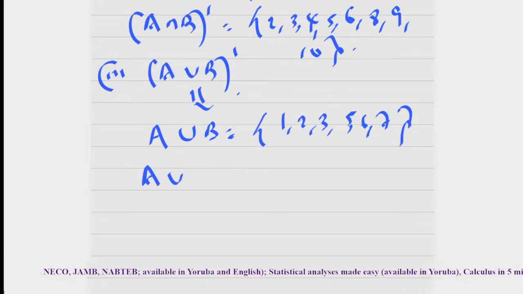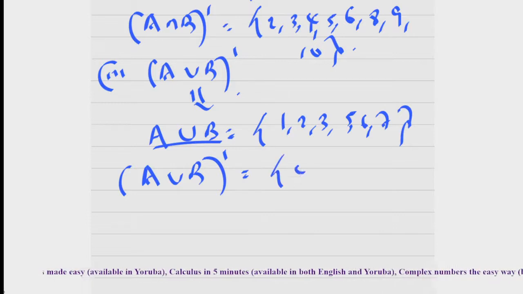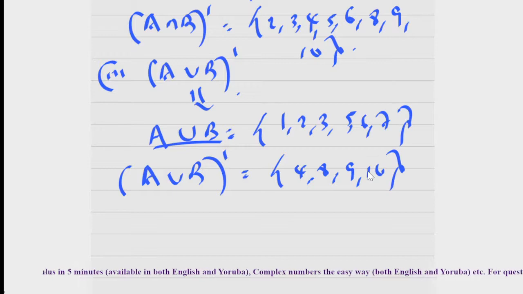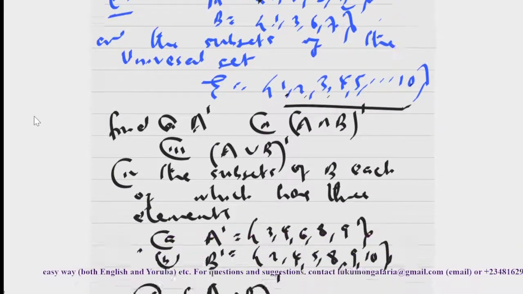Then your A union B complement is the elements in the universal set that are not in this set. What are they? That's 4, 8, 9, 10. So that is that. And the last question asks us to find what?